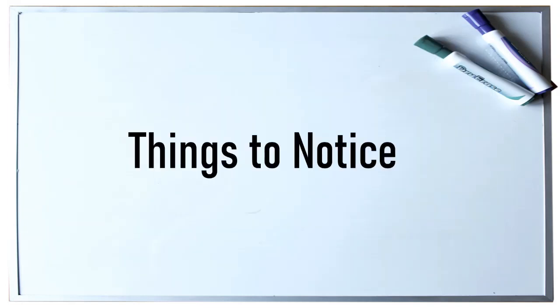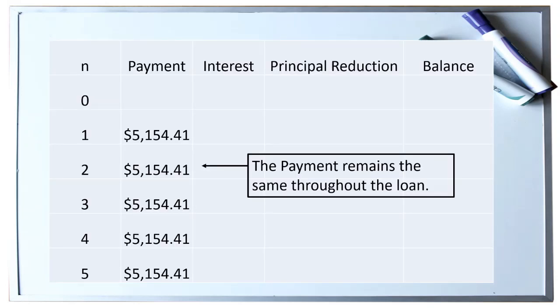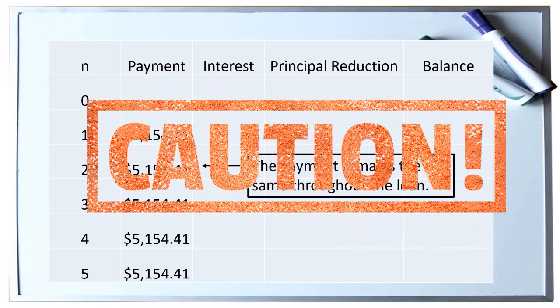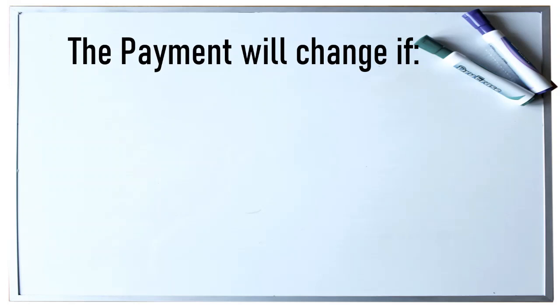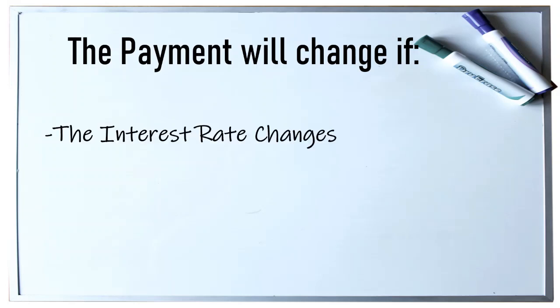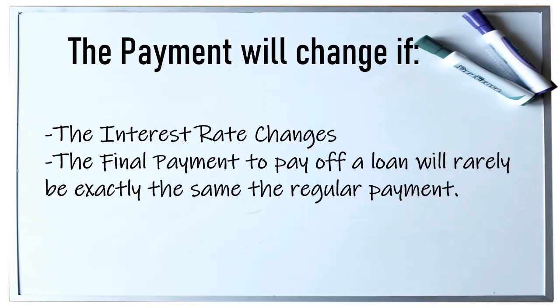We notice that the payment is the same throughout the loan. However, we need to be a little bit cautious about this. The payment will change if the interest rate changes. So if it increases, the payments will increase. If it decreases, the payments will decrease. The final payment to pay off the loan will rarely be exactly the same as a regular payment. So usually it will be a little bit less.